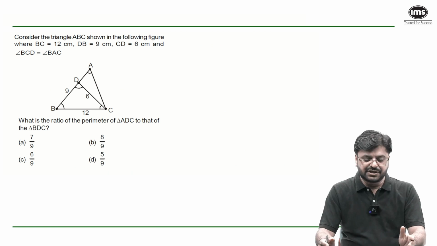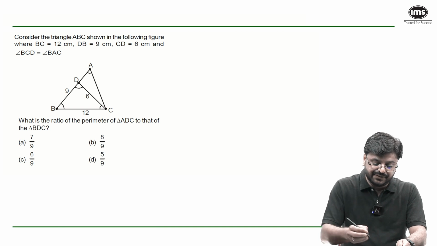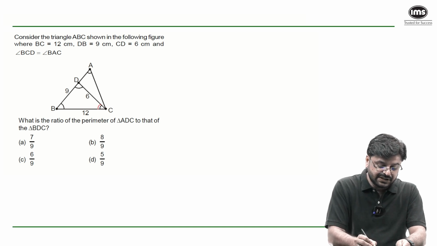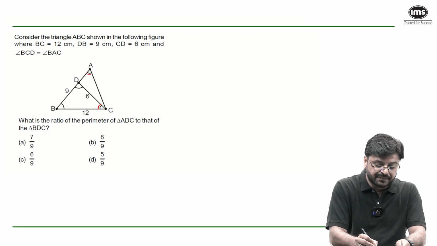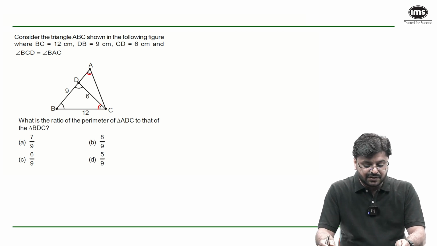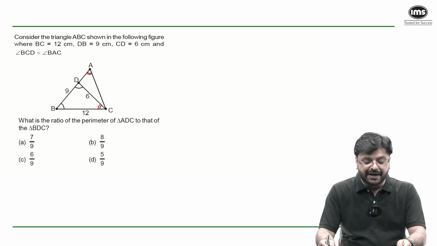Next question on your screen is, consider the triangle ABC shown in the following figure. BC is 12, BD is 9 and CD is 6. Angle BCD is equal to angle BAC. Now the final question is, what is the ratio of the perimeter of triangle ADC to that of BDC?